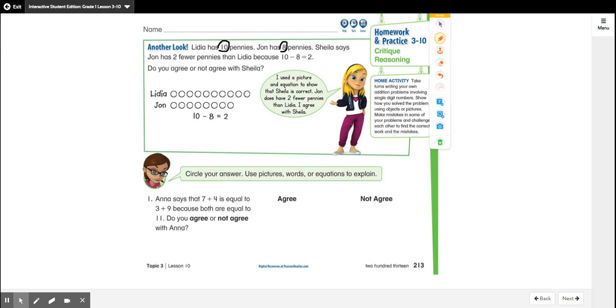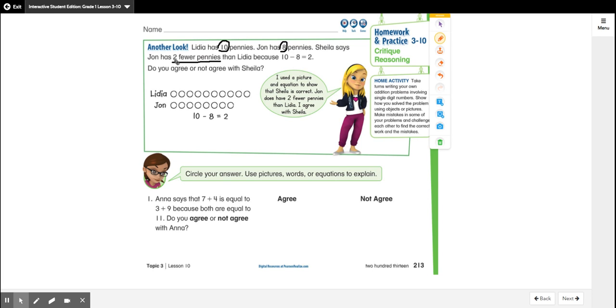We need to look back at the problem. Let's go back to see, what did Sheila say? She said John has 2 fewer pennies than Lydia. Just right here, we can use this to see what is the problem, to see if Sheila's correct. How many pennies does Lydia have? It tells us right here. Lydia has 10 pennies. So that's why they drew 10 circles. Let's count them. 1, 2, 3, 4, 5, 6, 7, 8, 9, 10.